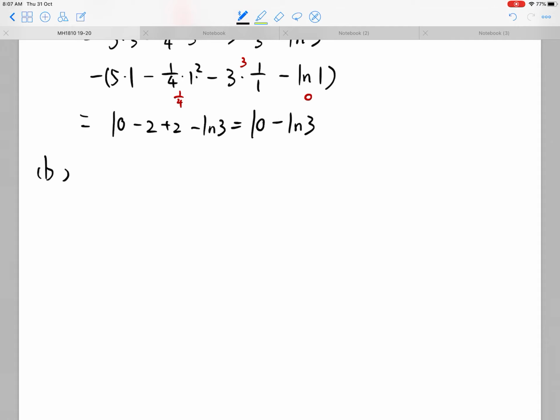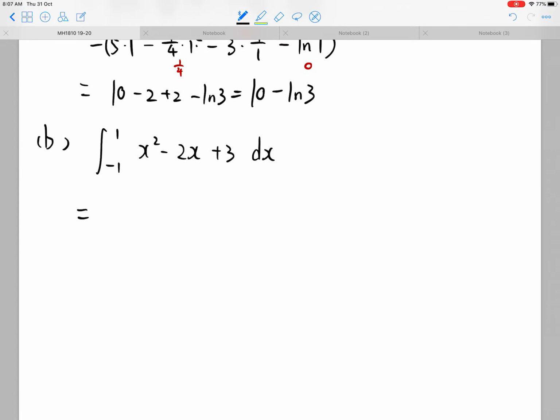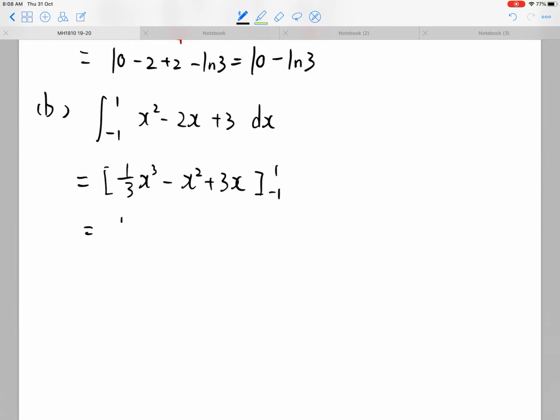Part B, it's the integration of x squared minus 2x plus 3 dx. So x squared, what's the integration? It should be x cubed times 1 over 3, right? 2x, the integration should be x squared. And 3, the integration is 3x, from negative 1 to 1. Okay, then subbing.